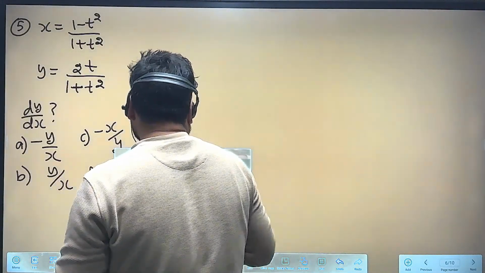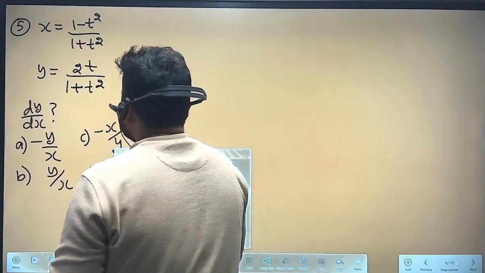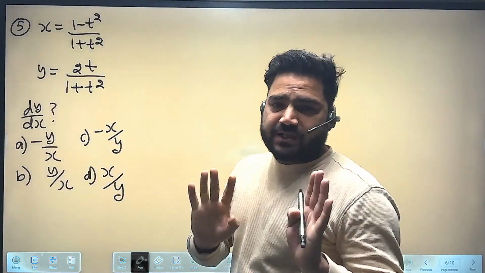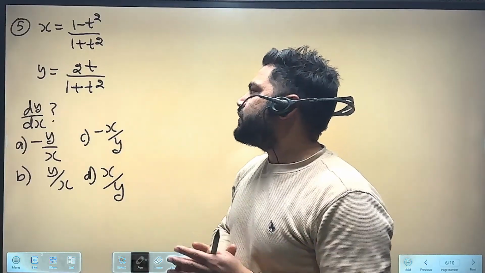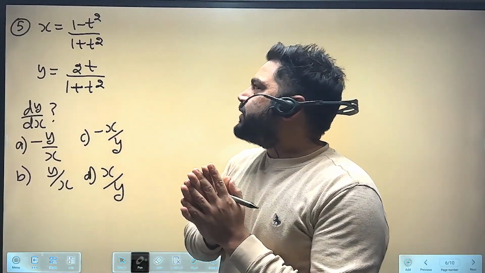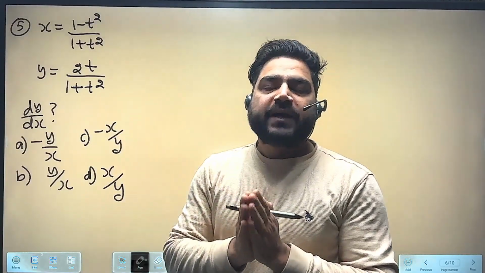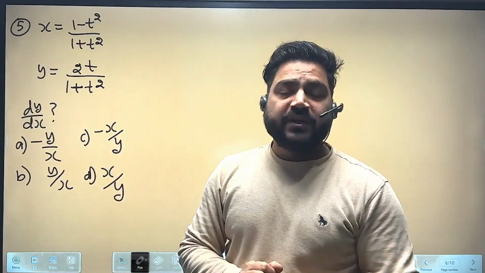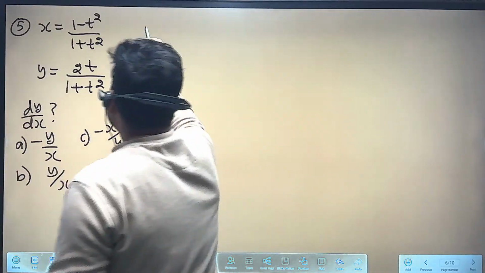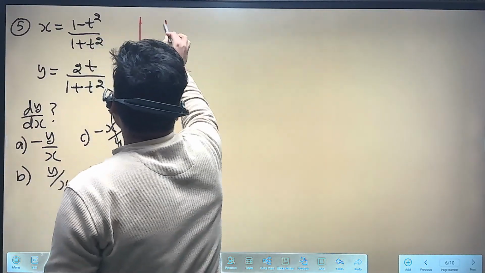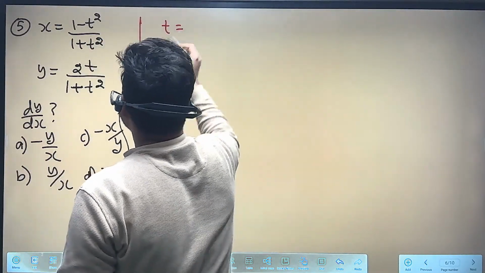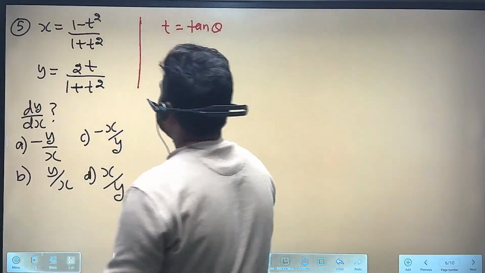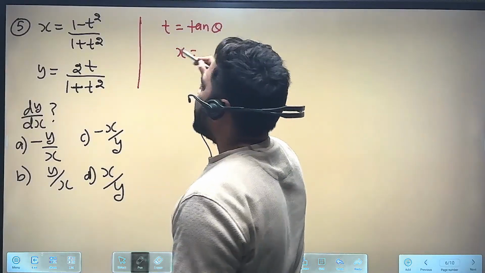So what you will do is, see, if you look at x, what is x? (1 minus t square) by (1 plus t square), this is x. If you look at y, what is y? 2t by (1 plus t square). What I'm trying to tell you is these two, x and y, are in the format of a very popular, very special formula. In this question, if in the place of t, I put tan theta, what will x be?